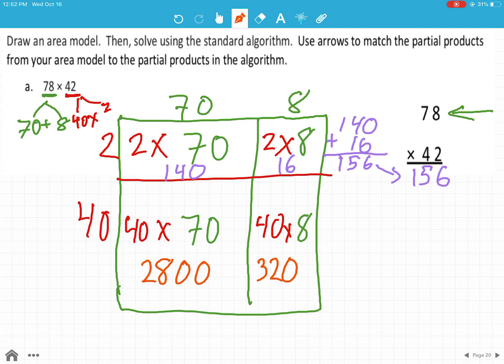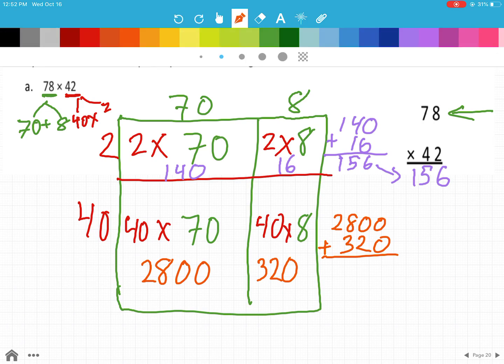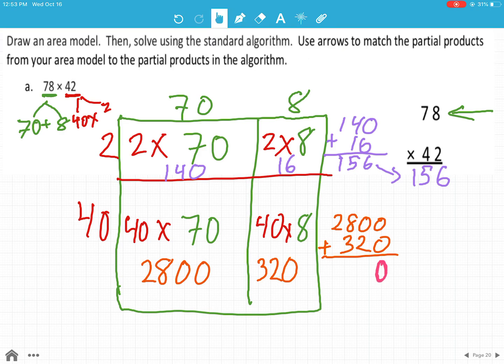Now this is an important thing to remember. When we add up these two partial products, we always are going to get a 0 here. Always going to get a 0 here. That 0 is always here in the ones place on the second line.